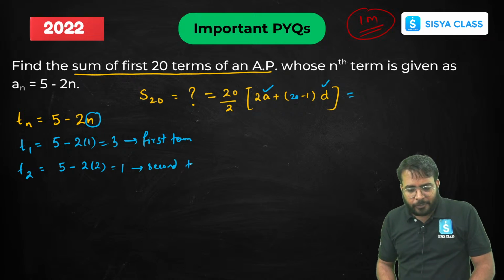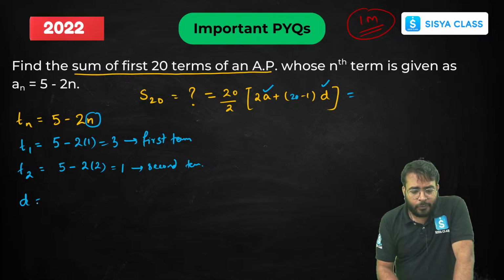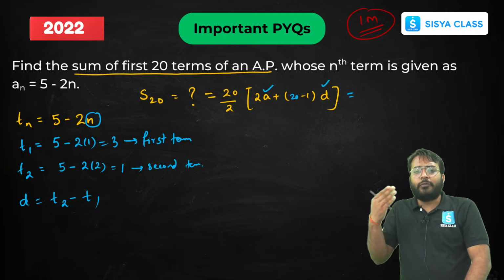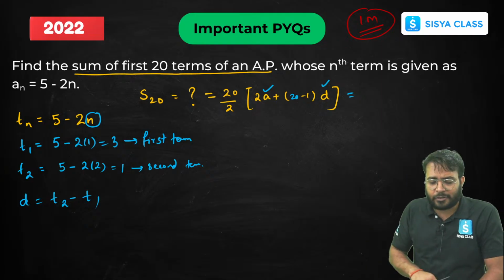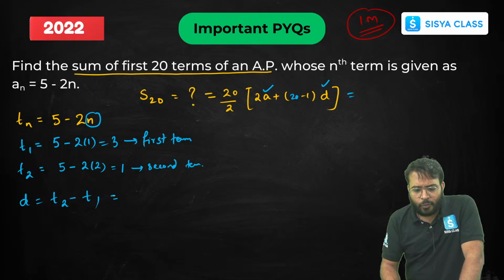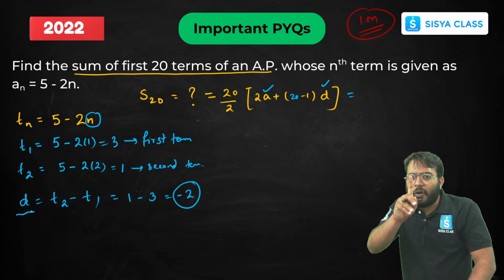How did I tell you to find the common difference, beta? Whenever you subtract, it is current term minus previous term. T2 minus T1, T3 minus T2, T5 minus T4, T7 minus T6, you will get your common difference. So T2 is 1 and T1 is 3, so 1 minus 3 is minus 2. So minus 2 is your common difference.